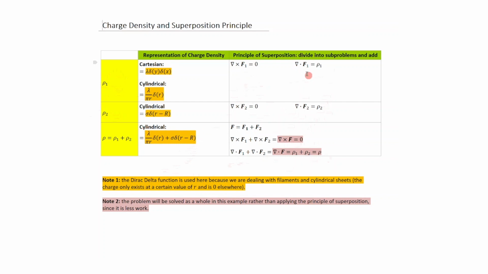So we could either have solved this as two independent problems and summed the fields, or, because we have both the filament and the cylindrical sheet with the same axis of symmetry, we can solve this as one common problem, right? In this particular example, that's what we're going to do. We're not going to apply the principle of superposition. It's just an extra load of work. We can just take the total charge as a whole and solve this problem.